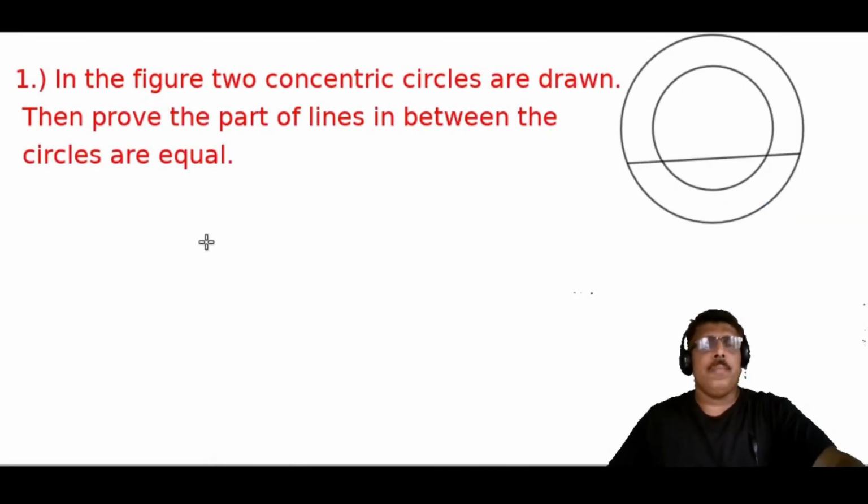Now let us have some homework. Read the question and see the figure. In the figure, two concentric circles are drawn. Then prove the parts of the line in between the circles are equal. Here, these two circles are concentric, meaning they have the same center. The common center is there. Now, when we consider this line, two parts are there in between these two circles.